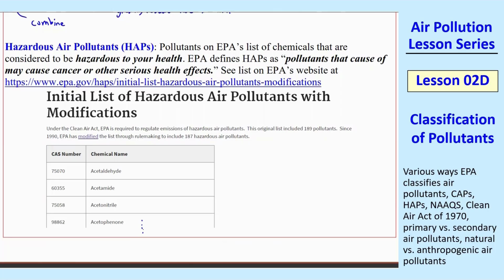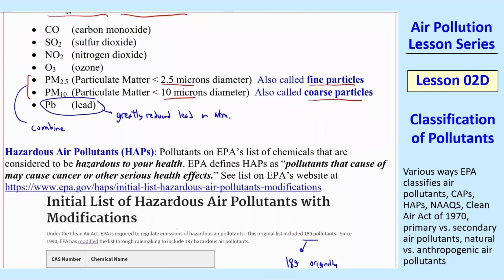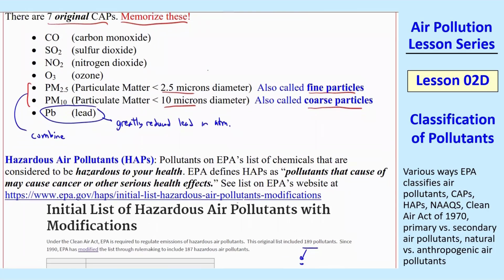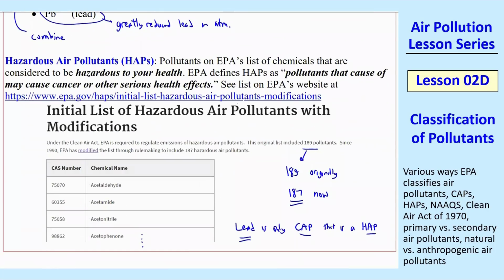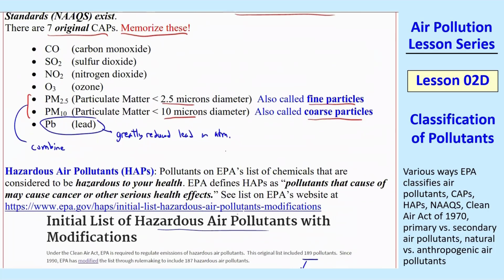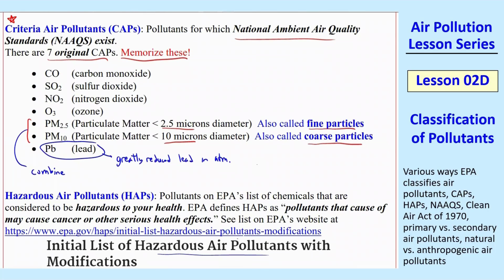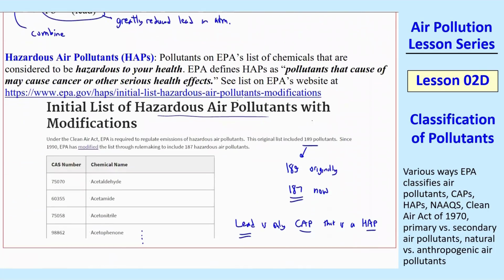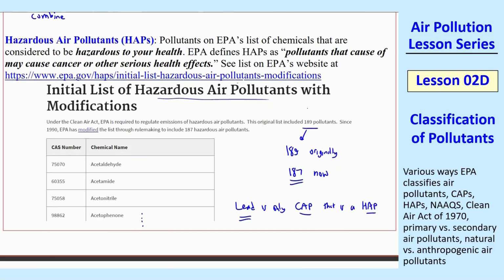Now, there were originally 189. They've added a couple, they've removed a couple since then. So right now, last time I checked, there are 187. That hasn't changed for the last couple years. One interesting tidbit: lead is the only CAP that is also a HAP. If you look up on this list and you look up carbon monoxide, SO2, nitrogen dioxide, etc., you're not going to find them on this list. So even though they are hazardous air pollutants, EPA considered them to be already covered in the CAPs. So it's kind of strange. Since they're part of the CAPs, they're not HAPs, but yet lead is. I don't understand why, but that's just how it is.